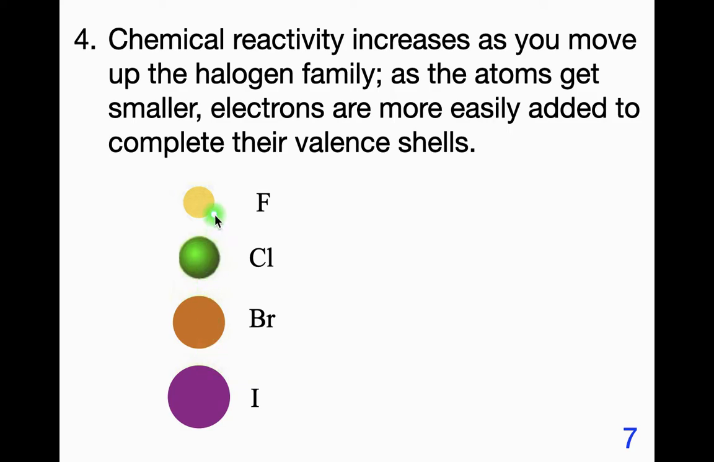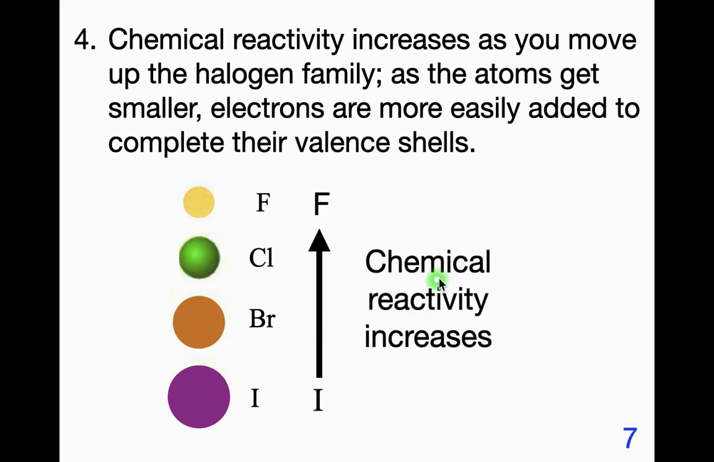Remember, the attraction for an electron is due to the positive charge of the nucleus. And fluorine, because it's smaller, the nucleus is going to be much closer to any electrons that might come into its vicinity. Whereas iodine is much larger, and so any electrons that come into its vicinity are going to be much further away from the nucleus. So the chemical reactivity increases as we go up the family. Again, just the opposite from alkali metals.